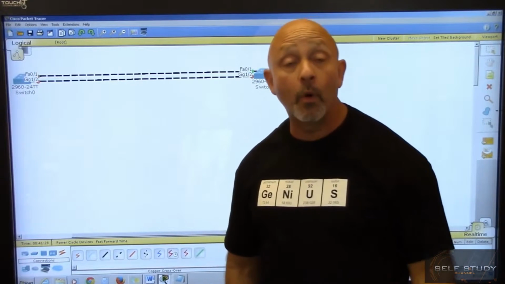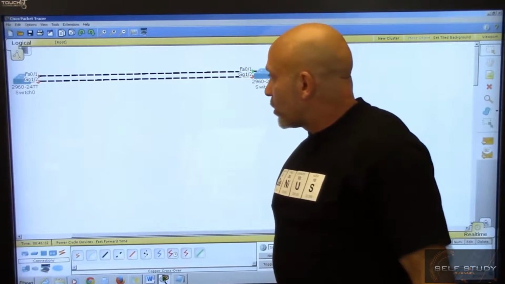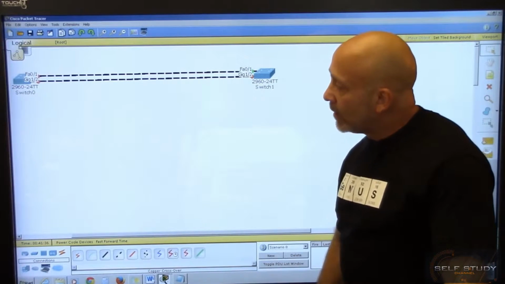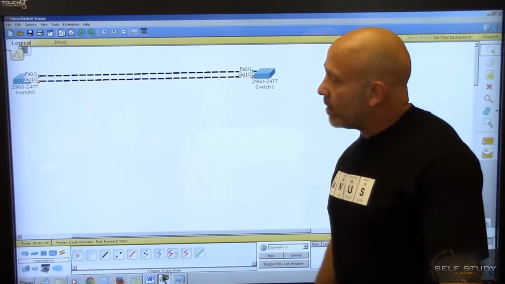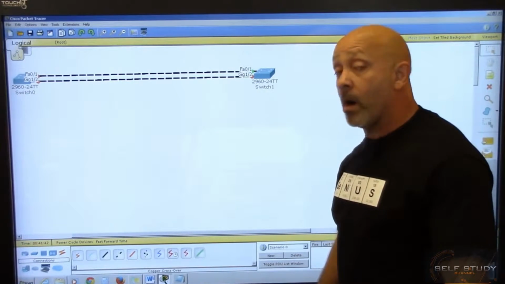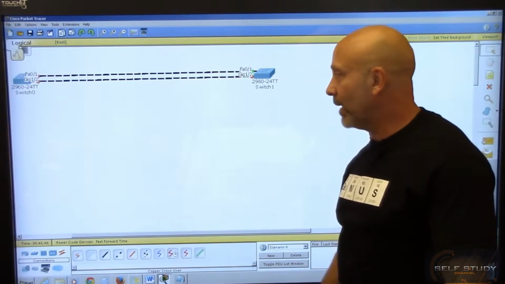And let's see which port it blocks now. Spanning tree is doing its magic. It's working. It's thinking, oh my God, what's going on now? Something changed. I need to recalculate. The costs have become different. Now gigabit is 4, where Ethernet is 19.